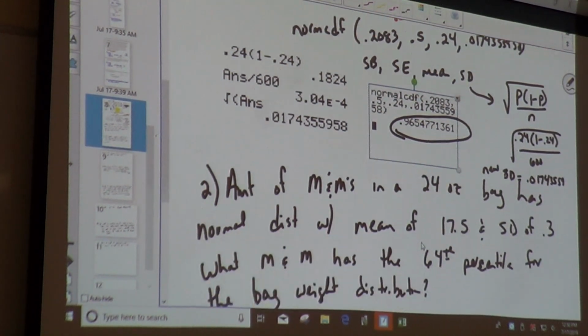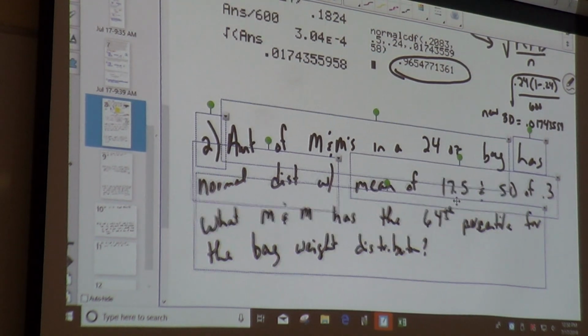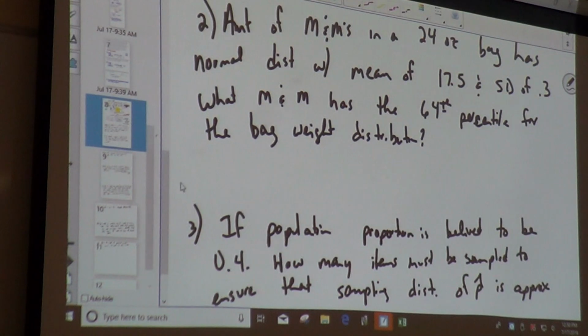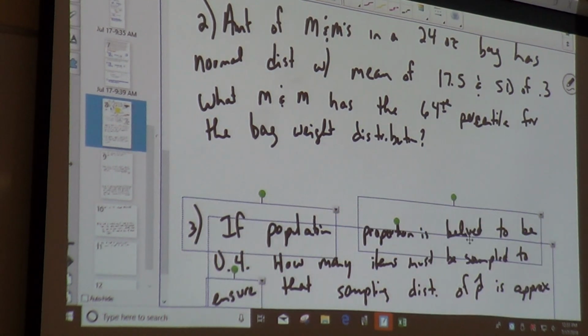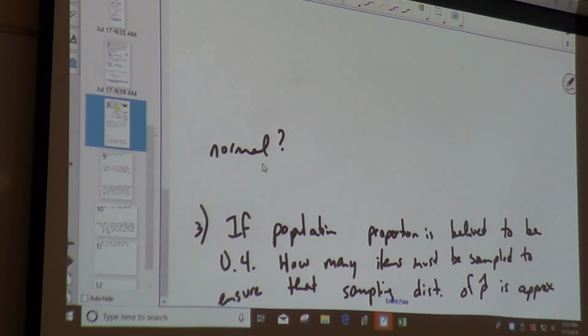All right, let's look at another one. The amount of M&Ms in a 24-ounce bag has a normal distribution with a mean of 17.5 and a standard deviation of 0.3. What M&M has the 64th percentile for the bag weight distribution? Are y'all feeling froggy about this one? Or do you want me to do it?